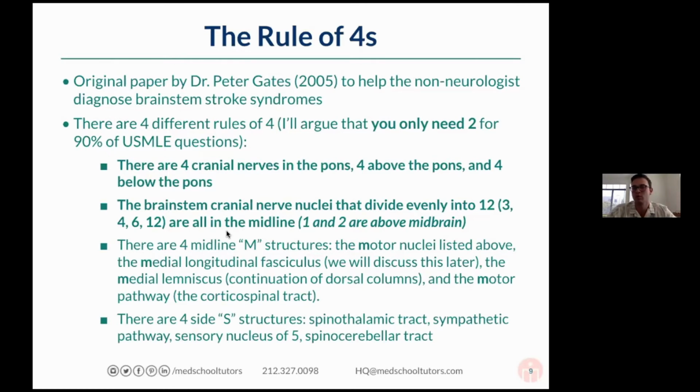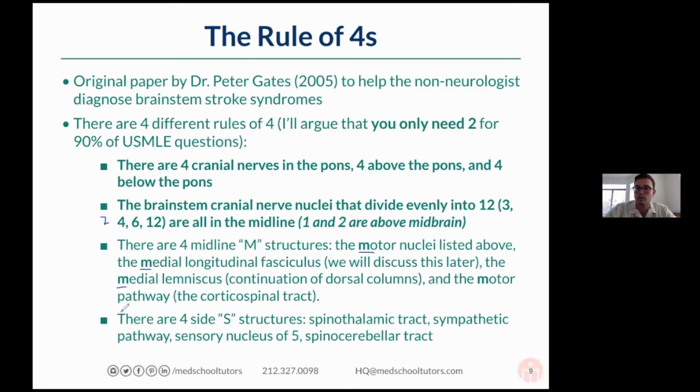If you're going to learn a third one, it would be the next that I put in the row, that the 4 midline M structures. So the motor nuclei, which is what we've just talked about in rule number 2, the medial longitudinal fasciculus, which we'll talk about later, the medial lemniscus, which is the continuation of the dorsal columns from the spinal cord, and then the motor pathway itself, right, which we would call the corticospinal or the corticobulbar tract.